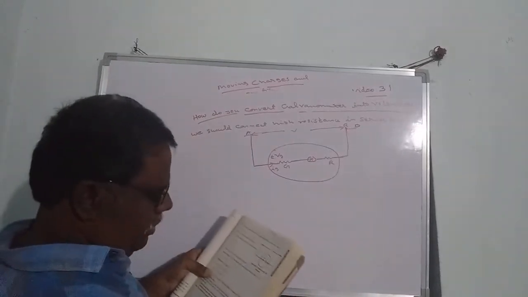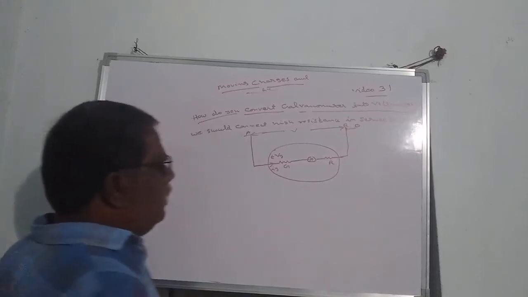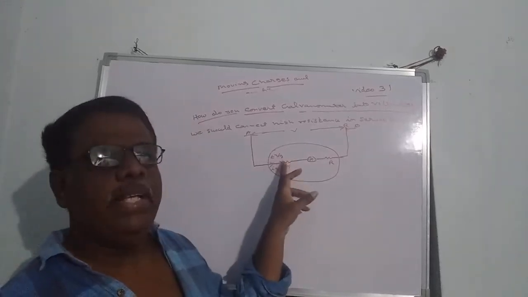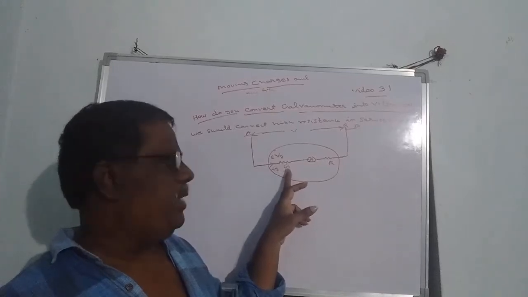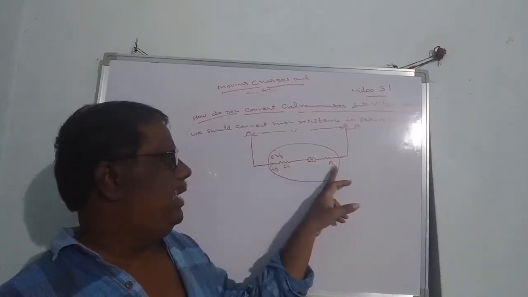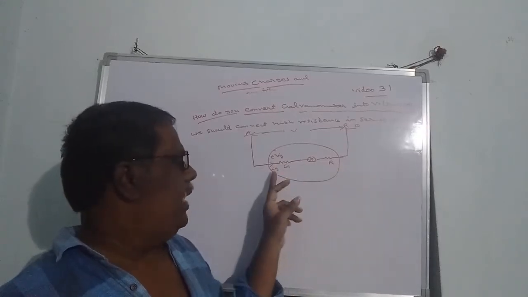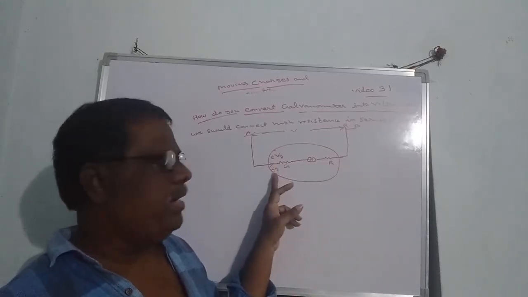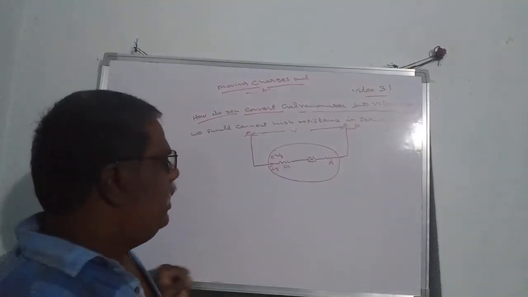Point A and B. Let us say the terminology here: Vg is the voltage across the galvanometer, G is the galvanometer resistance, R is the resistance we have connected, a high resistance in series. Here Ig is the galvanometer current, R is the total resistance.